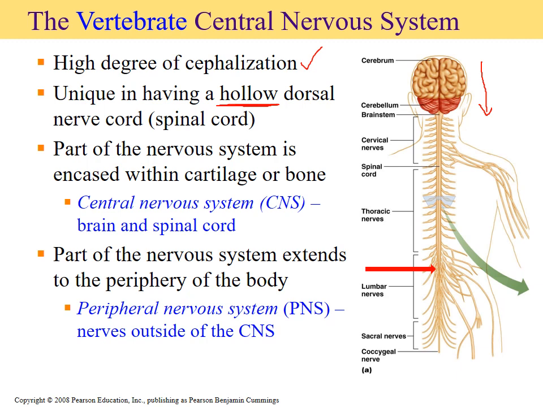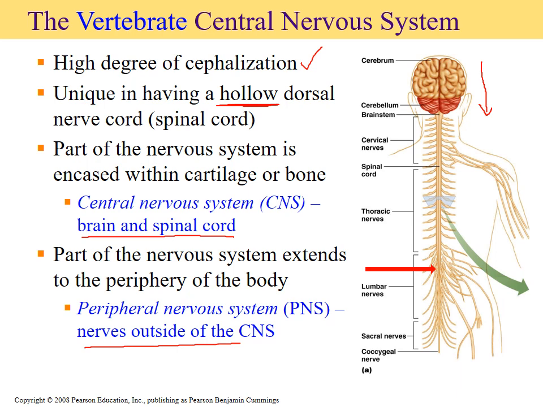Now, as I mentioned to you before, your nervous system will be divided into the central nervous system and peripheral nervous system. The central nervous system will be our brain and our spinal cord region, whereas the peripheral nervous system will be all the nerves that radiate out of the central nervous system. And the peripheral nervous system is where you will have all your afferent and efferent neurons, which will be providing your sensory input and your motor output.